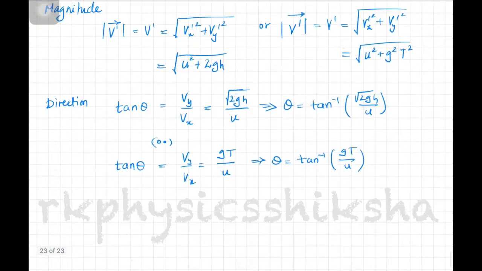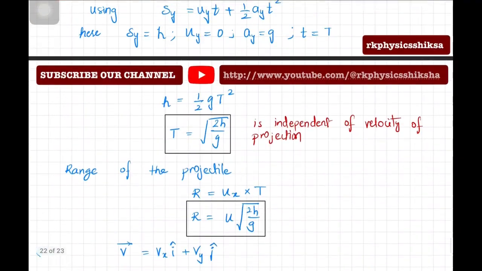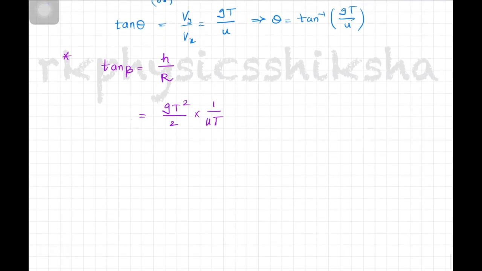So for that, I'll just write it here. We have tan beta. Tan beta is equal to height of the tower divided by capital R. Height of the tower, or height from which the body is being horizontally projected, you can also consider. Here what is the h value? I know the h value as half g T square, or I can write it as gT square by 2, into the reciprocal of R, which is 1 by u into capital T, because the range is u into capital T. I have not substituted the total time of flight here.